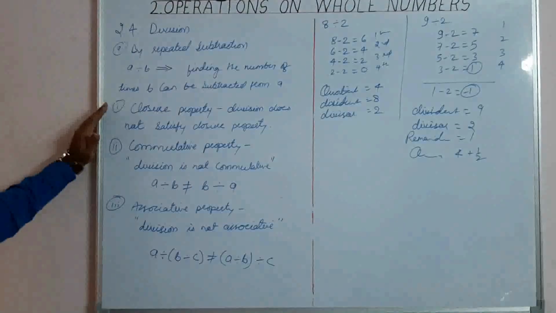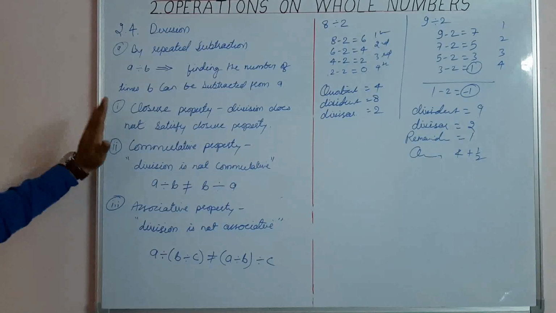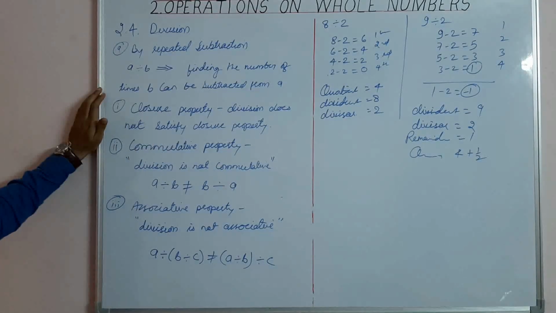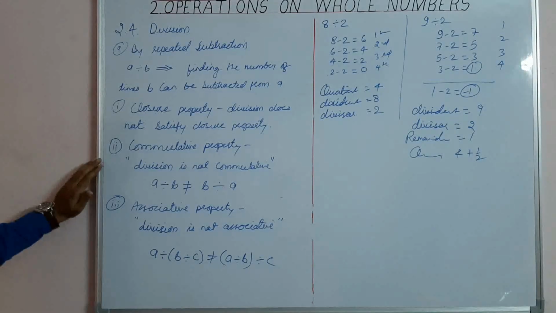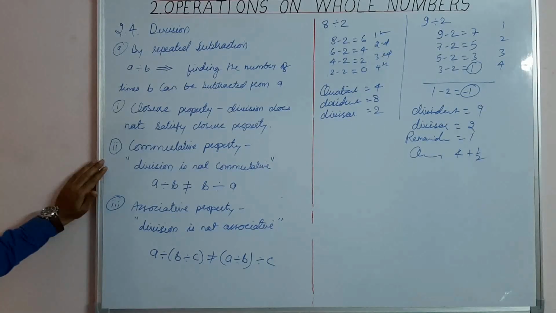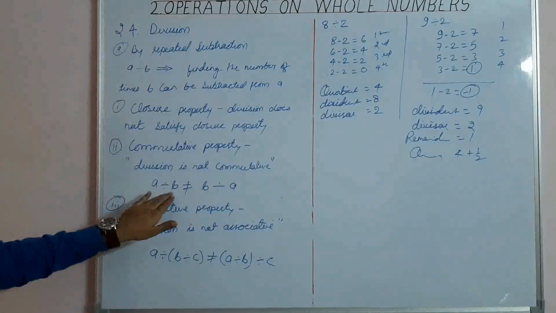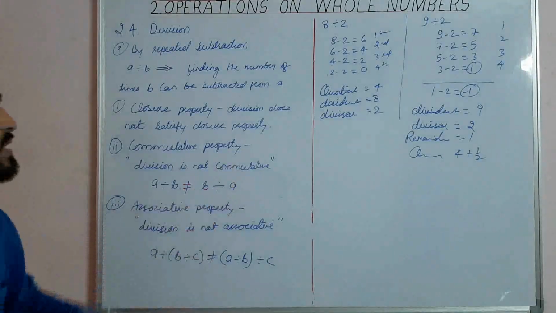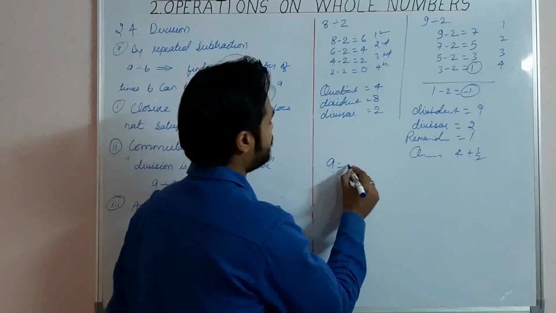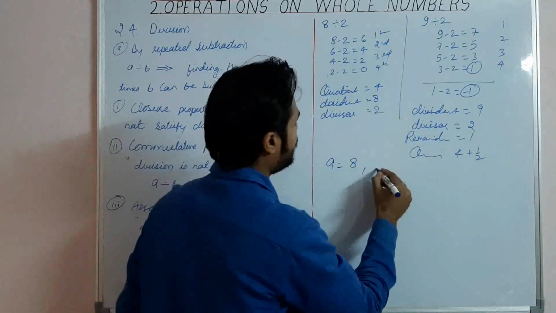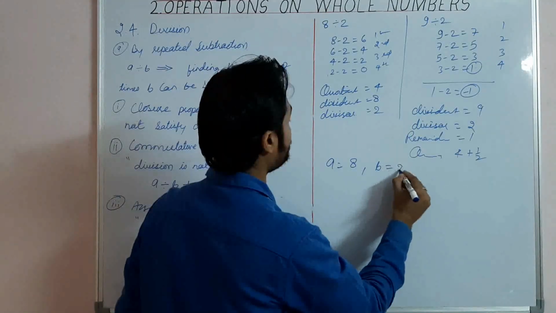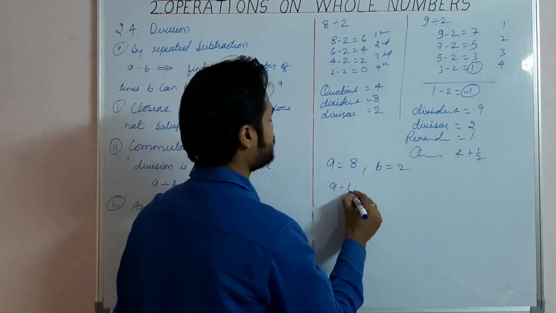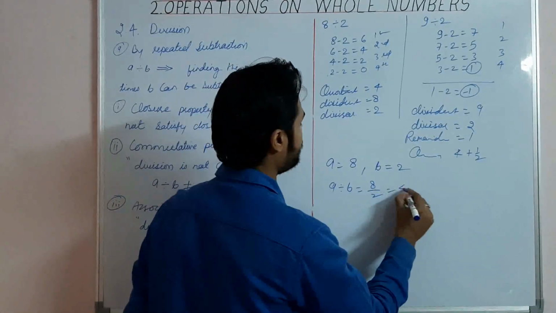Now coming to the property, closure property. For division, closure property does not satisfy, or we can say division does not satisfy closure property. Second, we have commutative property. Division is also not commutative. A divides B is not equals to B divides A. Let us check. If A is say 8 here and B is 2, then A divides B equals to 8 by 2, which is equals to 4.